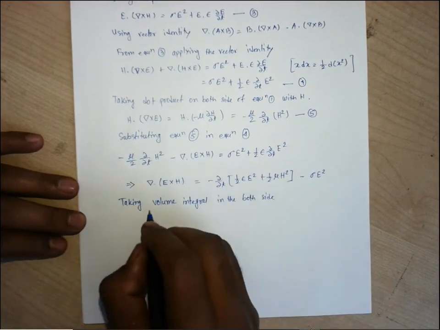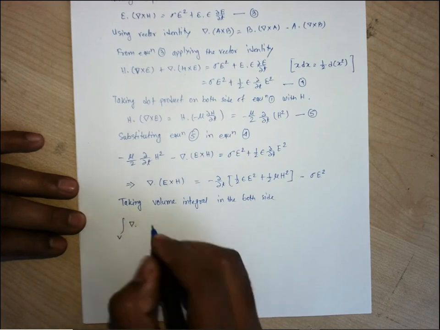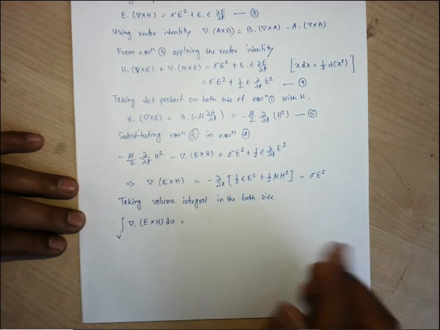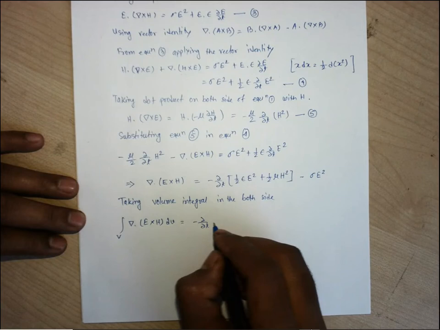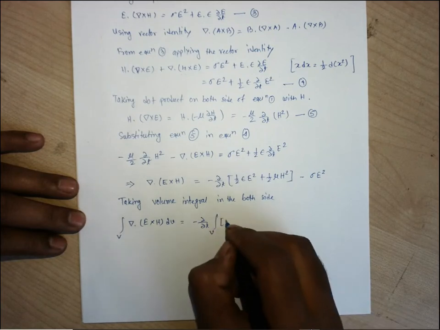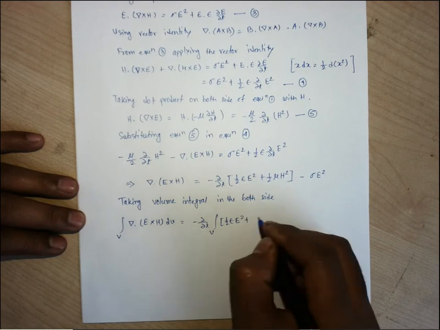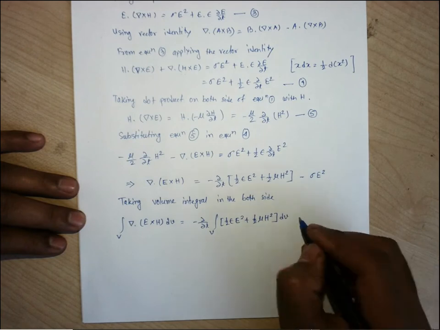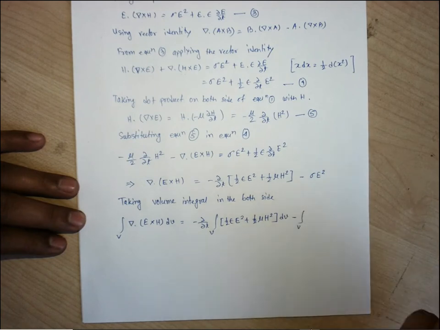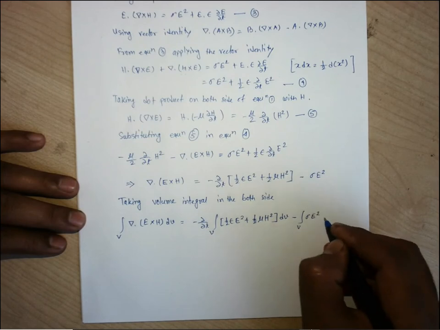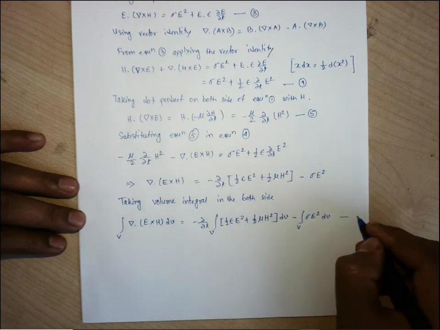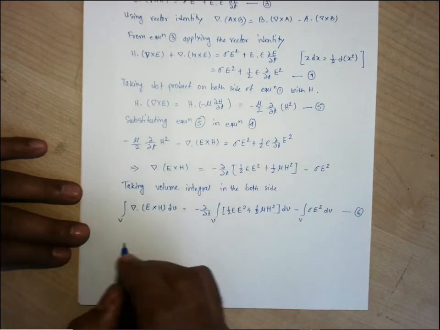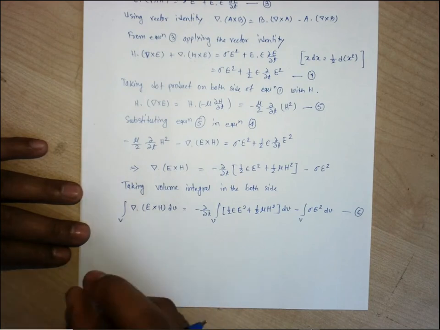What we can write: volume integration del dot E cross H dv is equal to minus del t of volume integral half epsilon E square plus half mu H square dv, minus volume integral sigma E square dv. Equation number 6. Next, here it is volume integration, right?